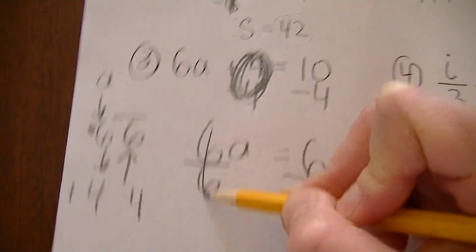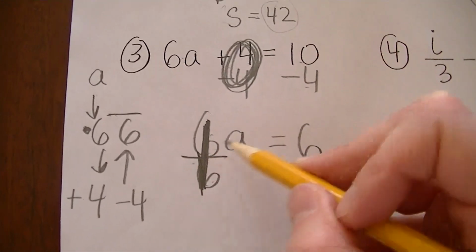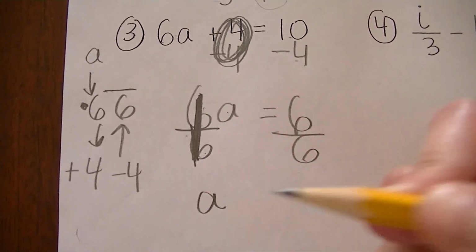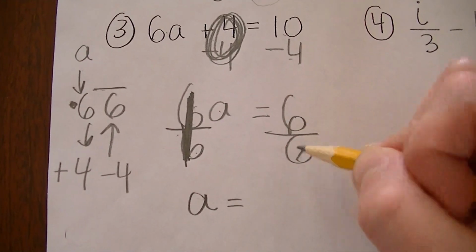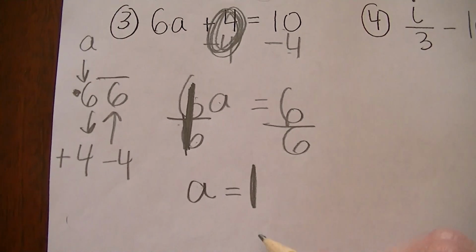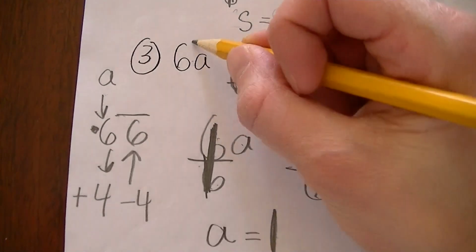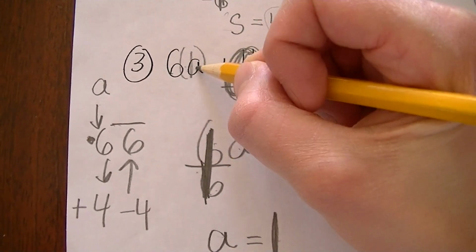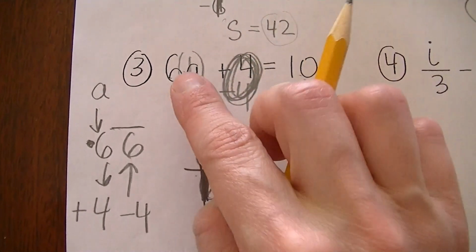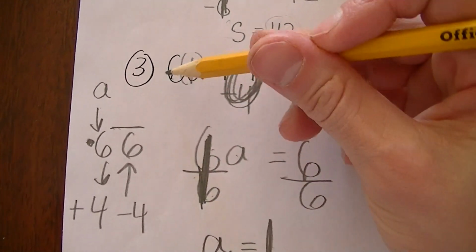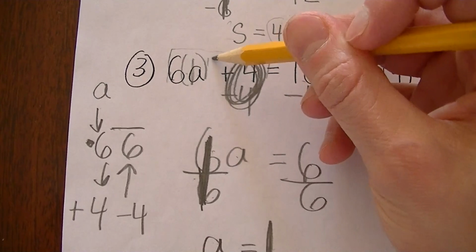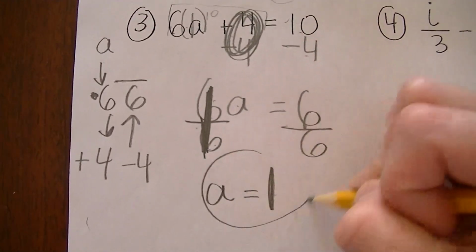6 divided by 6 is 1. 1 times A is 1A, or A, same thing. 6 divided by 6 is 1. Okay, here's how you check your answer. Take that, put it in right there. 6 times 1 is 6. So take the 6 plus 4 to it. This side right here equals 10. And this side equals 10. So yeah, that's right.